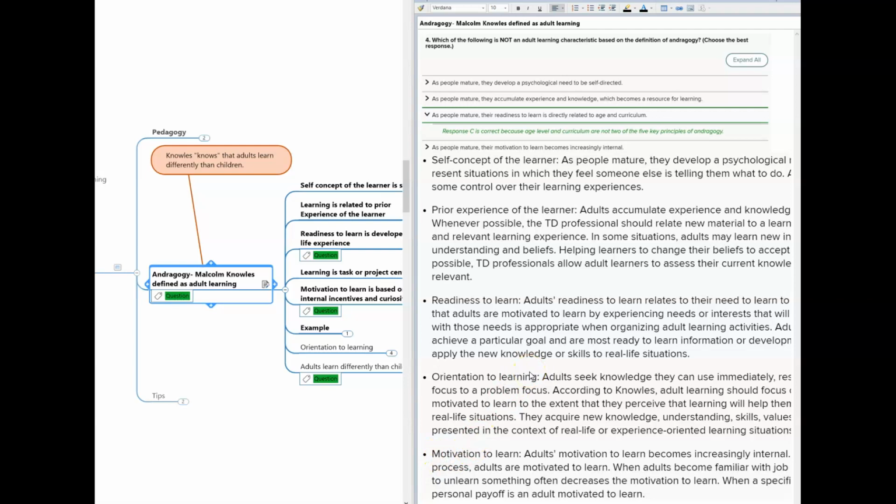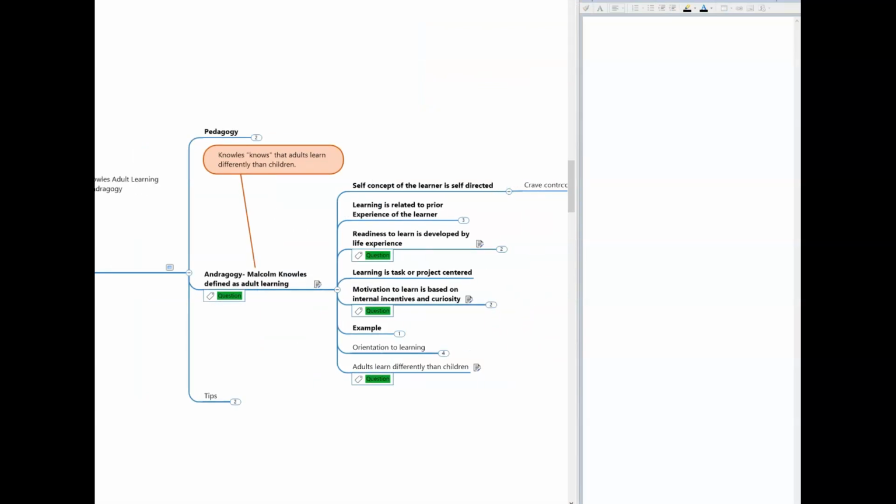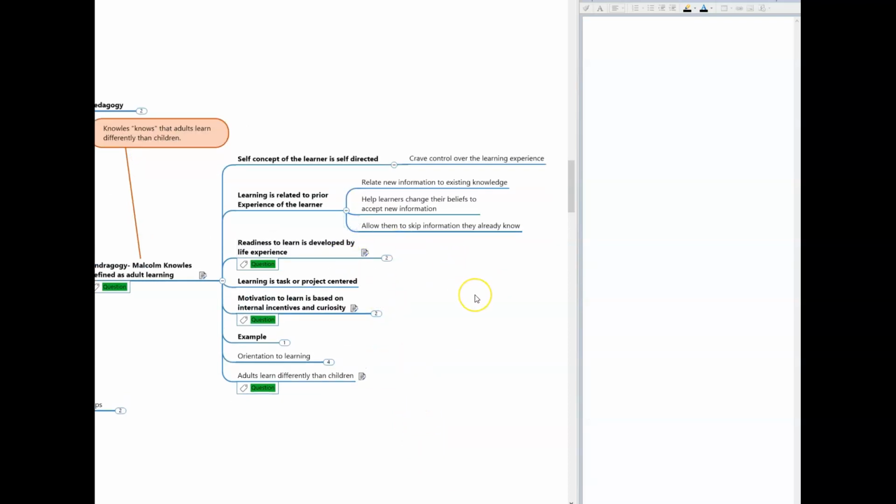Those principles are self-concept of the learner, prior experience, readiness to learn, orientation to learning, and motivation to learn. Self-concept of the learner is self-directed. They crave control over the learning experience. Learning is related to prior experiences of the learner. They relate new information to existing knowledge, help learners create their beliefs to accept new information, and allow them to skip information they already know.